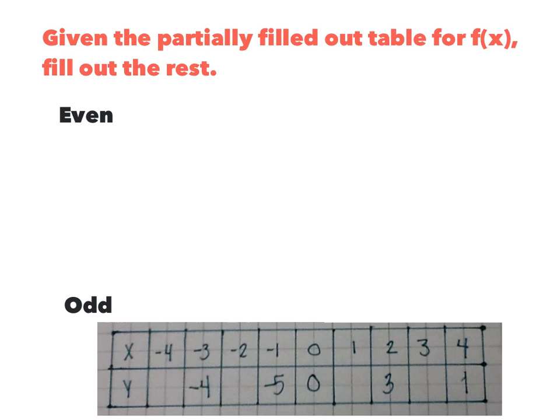Alright, so the first rule says even. So I'm going to write my rule down. f of negative x has to equal the original f of x. Okay, so let's see. I'm going to start with 4 here. f of 4 is equal to negative 2. So when I substitute a negative 4 in, remember I want the original y value out. So when I substitute in negative 4, I should get an answer of negative 2.